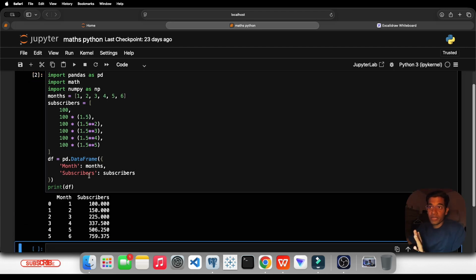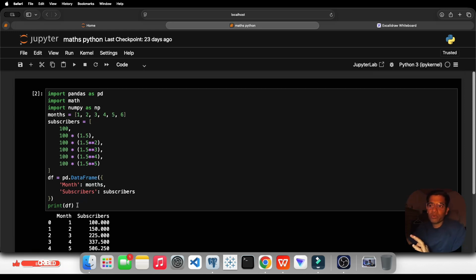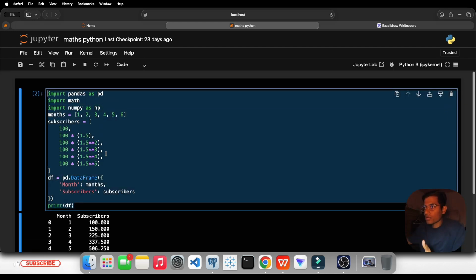And here we have one table, two columns, sorry, month and subscribers. No need to worry about the commands, the formula, or the code. I will give each and everything in my comment section. So just copy and paste it into your Python environment. It doesn't matter if it is Google Colab, VS Code or Jupyter Notebook, it will work. So no worries about it.